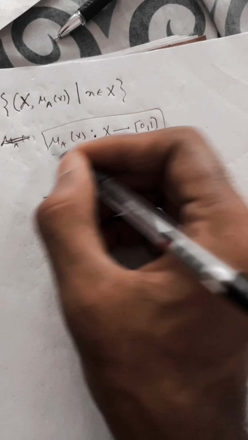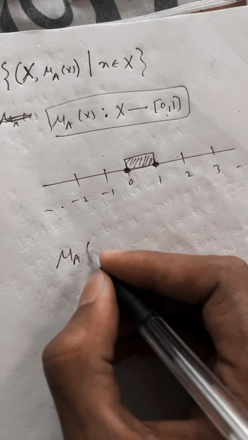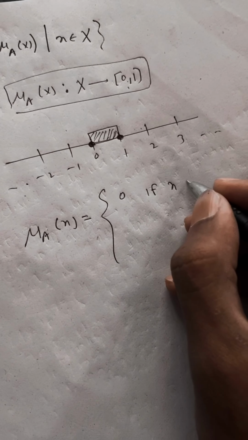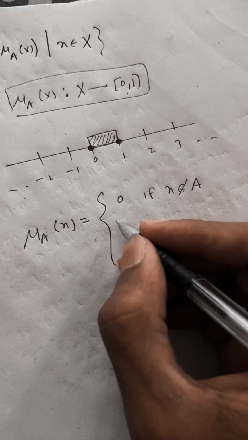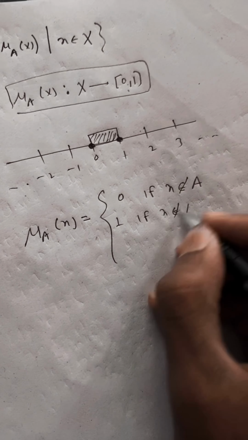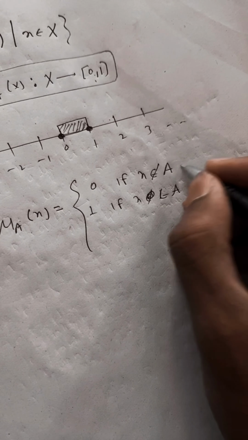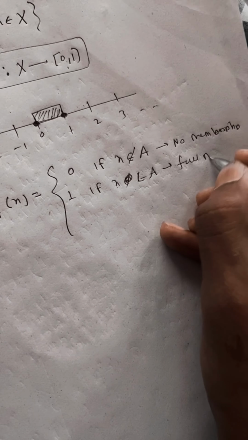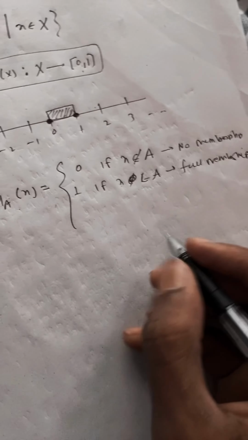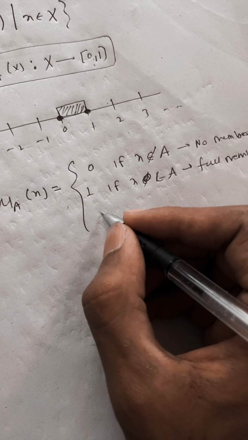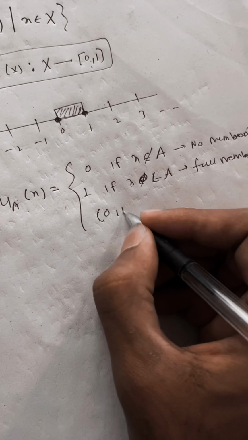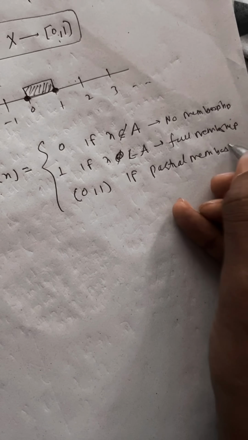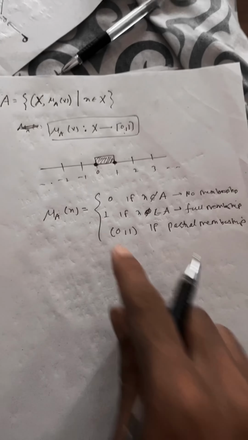So if I expand it, it simply means mu of x is equal to 0 if x does not belong to A, and it is 1 if x belongs to A. So this is no membership, no belonging. This is full membership. It means it completely belongs to the set, and if the value is in between 0 and 1, it is partial membership. Partial. So this is how we define this function.